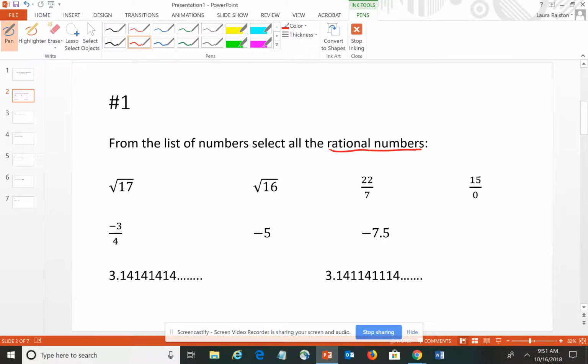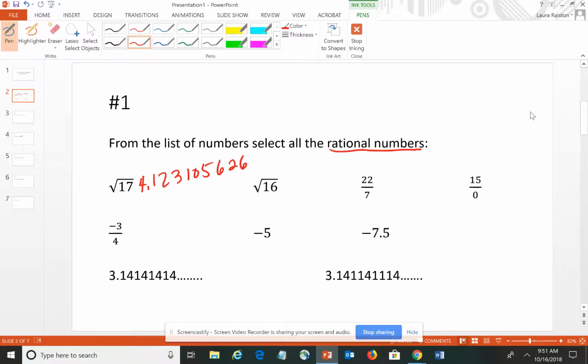Well, the square root of 17, if you put it into your calculator, is a big, long decimal value. It's approximately 4.123105626. So it's a decimal that just keeps going on forever and ever. So therefore, the square root of 17 is not rational, or in other words, it would be considered irrational.